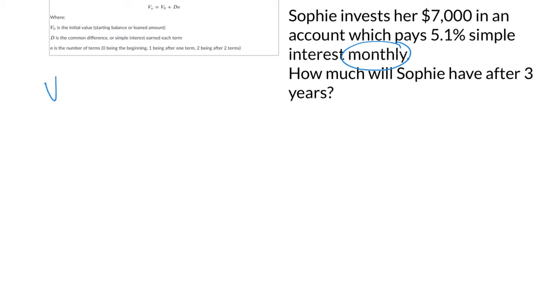So let's put together our recurrence formula. Vn equals the initial value, Sophie starts off with $7,000. And we're going to add the common difference, this will be how much she earns each month. Now, usually our interest rates are shown as a per annum interest rate or a yearly interest rate. So what we need to do to find D this time is find how much she would earn each month. So rather than just saying 7,000 multiplied by 5.1 over 100, we actually need to turn that interest rate into a monthly interest rate.